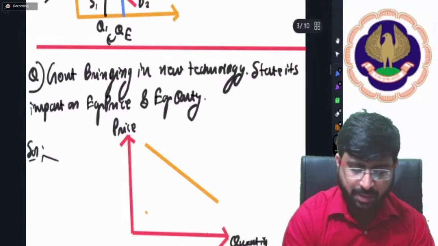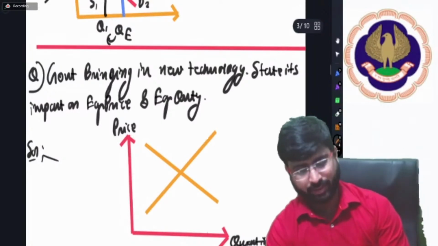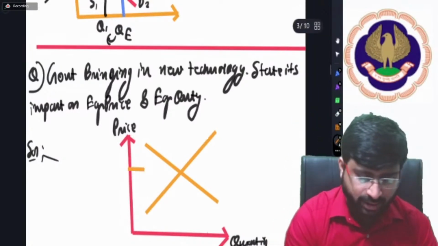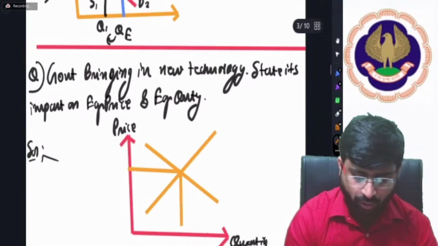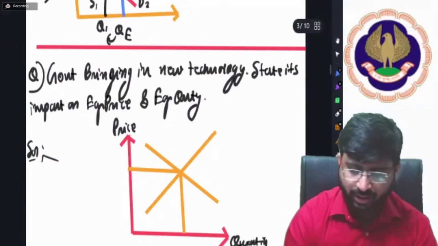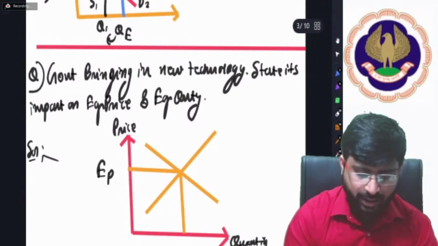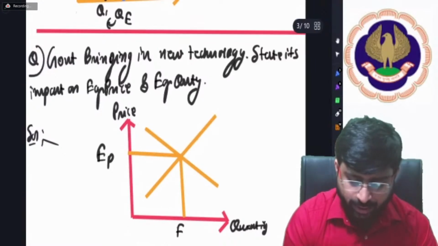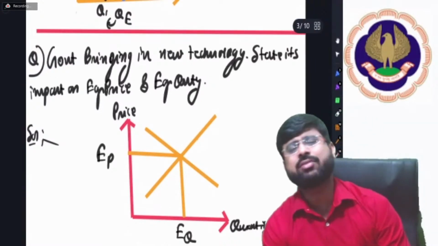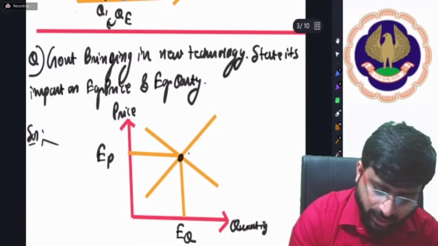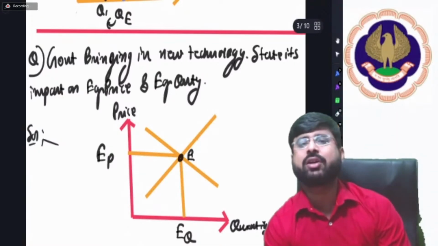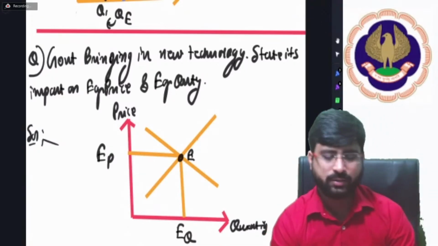So there is this demand curve here, and then there is this supply curve here. They are intersecting here, and then they are falling down here. Okay. So there is this equilibrium price, and then there is this equilibrium quantity. That much is very simple. That equilibrium price and equilibrium quantity you have gotten.